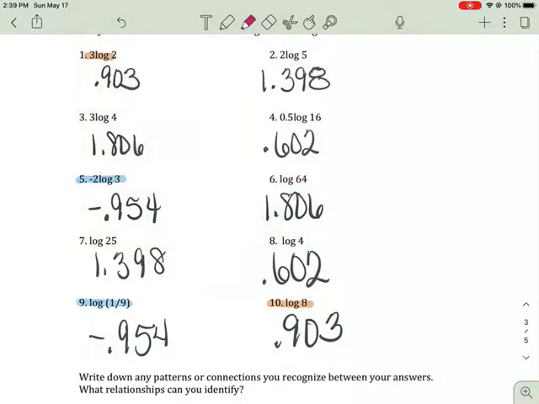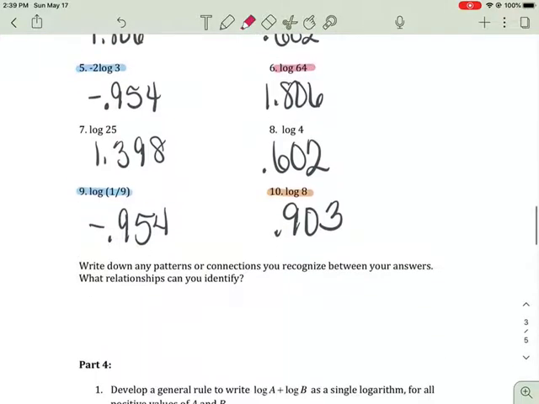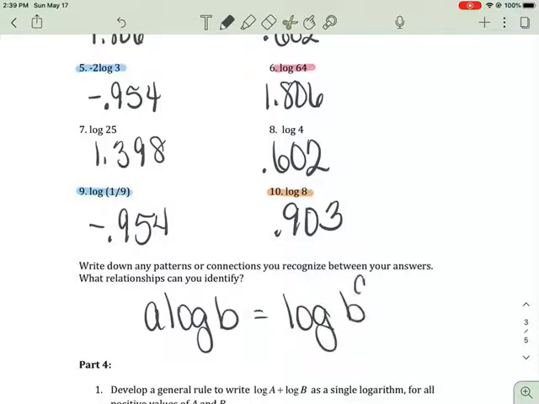Okay, let's do one more. 3 log 4. It's the same as log 64. So what's the relationship? Well, I noticed that 4 to the third is 64. Is 2 cubed the same as 8? So I think that seems to be the property here. That if we have, let's call it, a log b is equal to log b to the a.